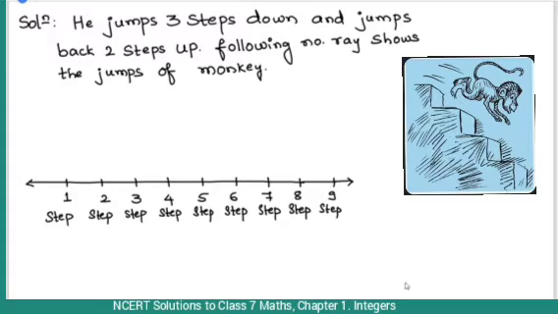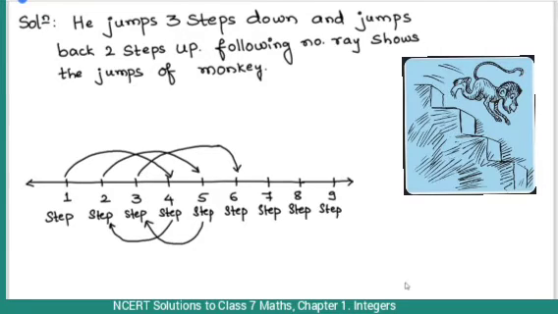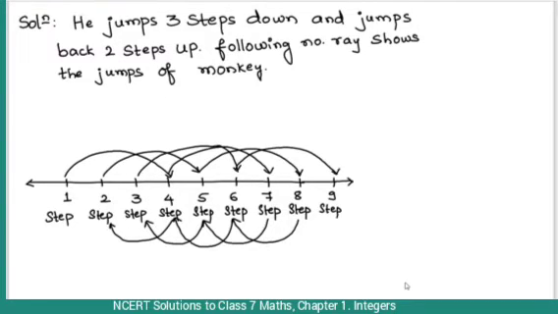The monkey first jumps 3 steps, meaning 1 to 4. So its first jump is 1 to 4, second jump is from 4 to 2 because it jumps back 2 steps. Likewise it continues from 2 to 5, then back to 3, 3 to 6, 6 to 4, 4 to 7, 7 to 5, 5 to 8, 8 to 6, 6 to 9.